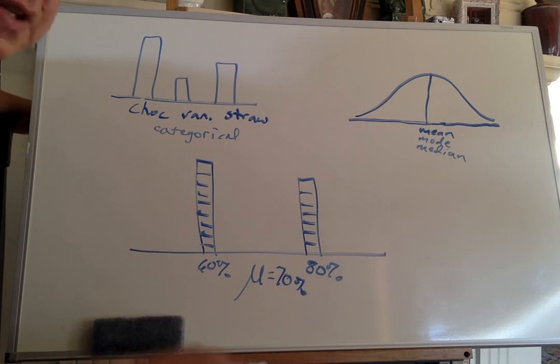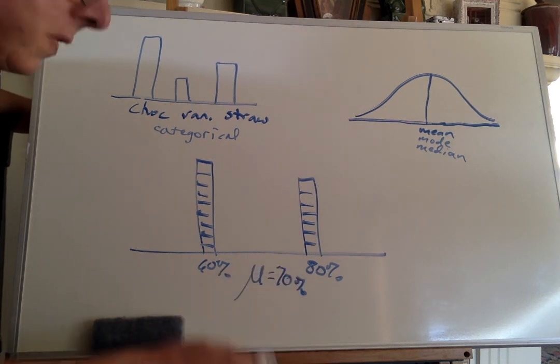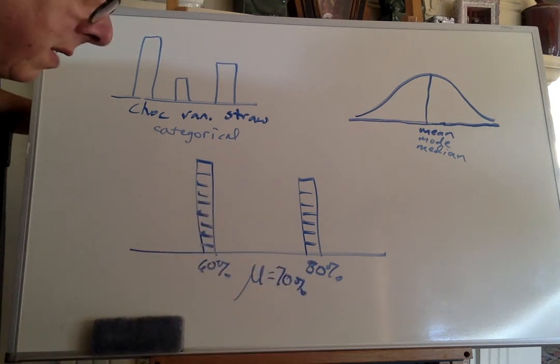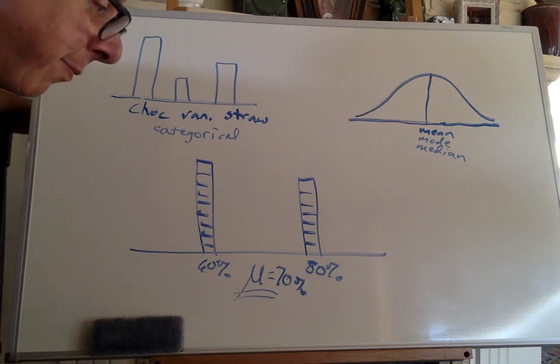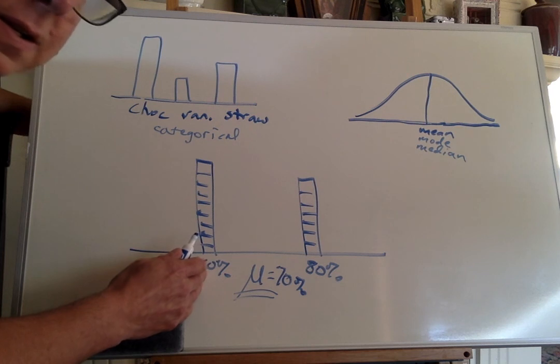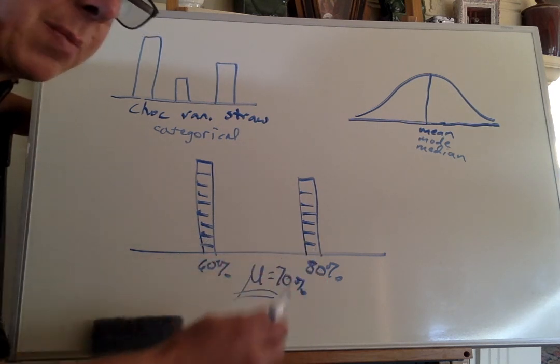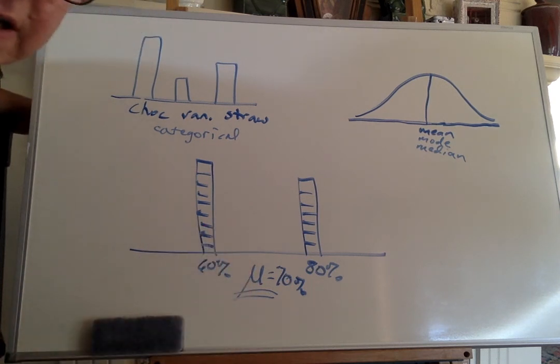If I came into class and said the mean on the exam was 70, people would say, oh, okay. Does this describe this distribution very well? The answer is no, it doesn't. In fact, nobody got 70. I would be better off saying there's a mode at 60% and a mode at 80% with the mean of 70.